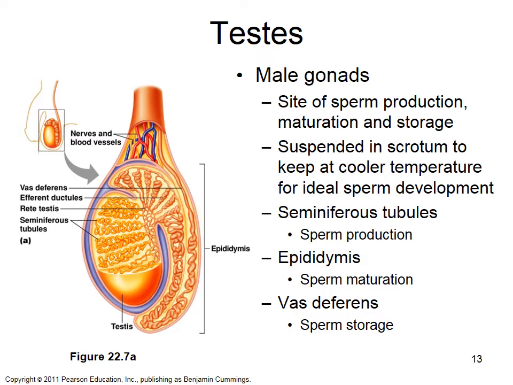Okay, so the testes are the gonads for males. They're the site of sperm production, maturation, and storage. Okay, and they're suspended in the scrotum because they like to be at a cooler temperature for optimal sperm development. Okay, we've got the seminiferous tubules, which actually produce the sperm, and then we have the epididymis, where we get sperm maturing, and then the vas deferens is where they're going to get stored until emission. Okay, there's lots of nerves and blood vessels going to the testes to support sperm development.